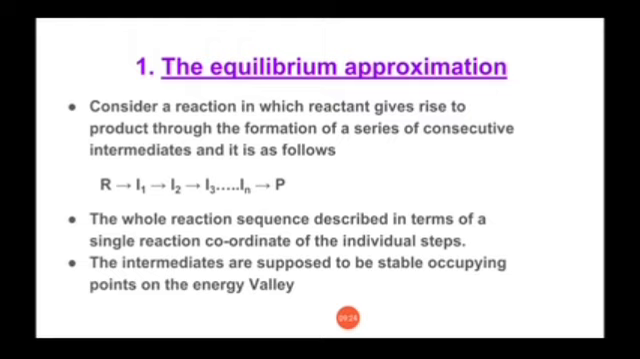Suppose a reaction is going on, and it will take 5 steps. Suppose a chemical reaction involves 5 different steps. Then how can you find the rate of a chemical reaction? How should one find the rate of a chemical reaction?